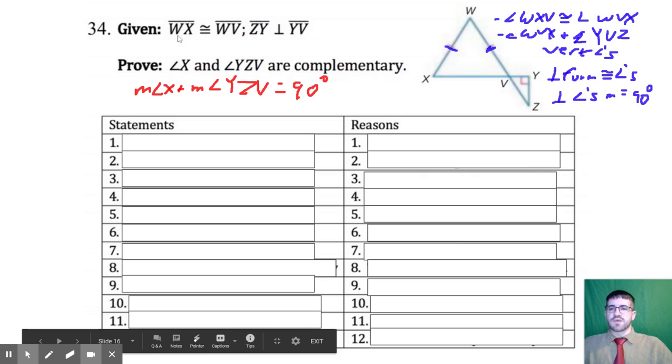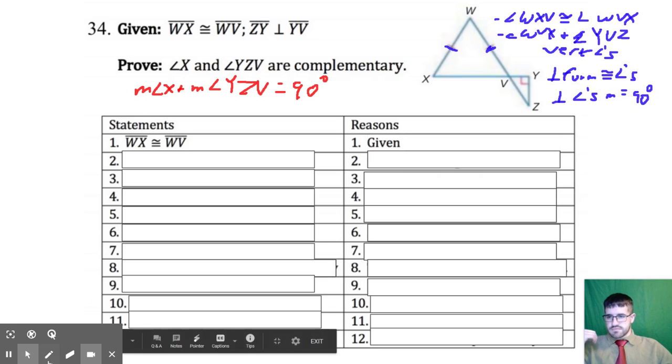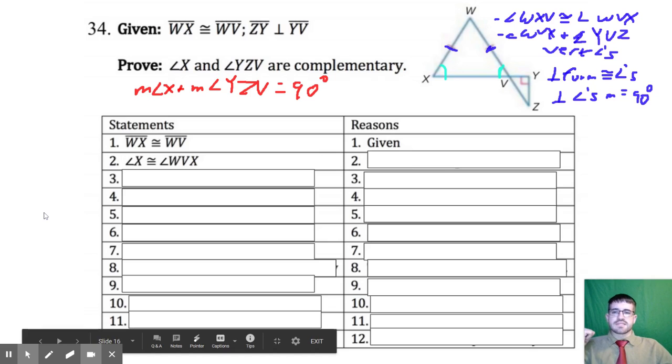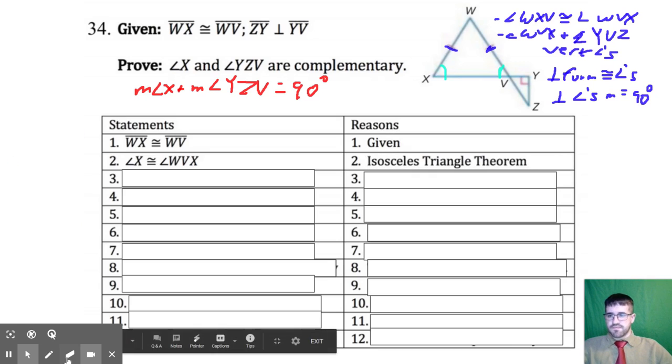And what we're going to do with most proofs is look at our first bit of given information and try to derive everything we can from that. So we're given that segment WX is congruent to segment WV, and that's given to us. And what we stated earlier is that angle X is congruent to angle WVX. And because we were given the two sides and not the two angles, our reason is the isosceles triangle theorem.